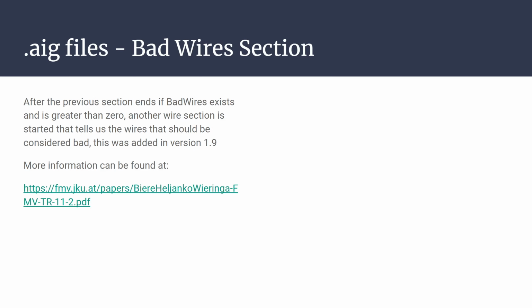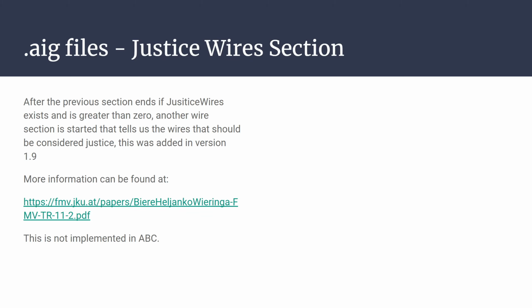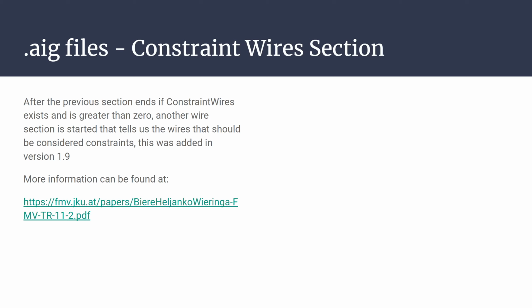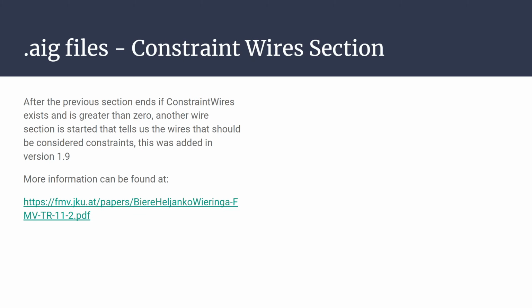Now, after that, you would have a bad wire section, also very similar. The number of lines should be the same as the number of bad wires, if bad wires exist, since it's above zero, and then we just list what the bad wires are, and so on for constraint, and even justice and fairness. Now, a note about justice and fairness, I talked about this before, they came in version 1.9.